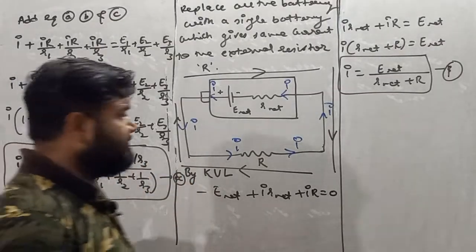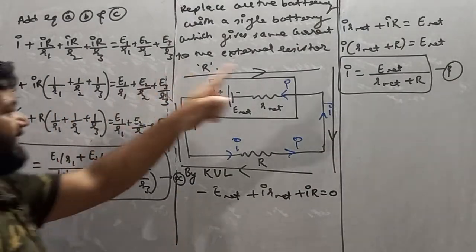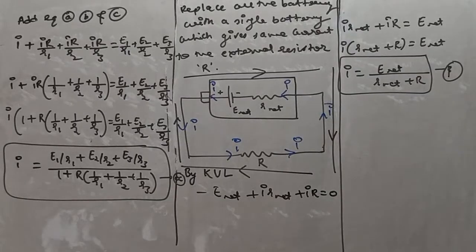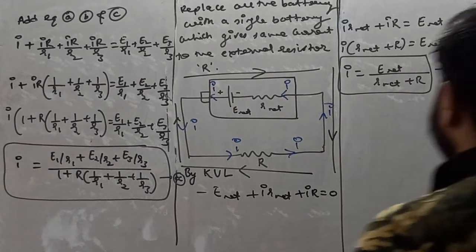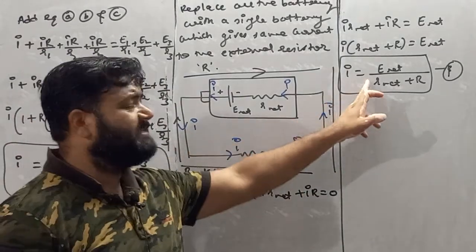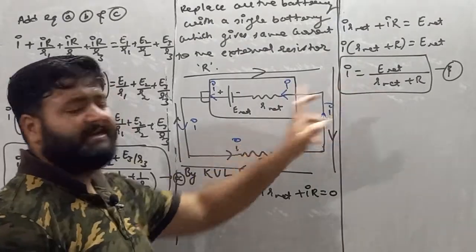Now see, the current in beta and the current in alpha is the same, because we said to replace all the 3 batteries with a single battery which draws the same current, which gives the same current to the external resistor. So now this current and this current are the same, so we'll compare this equation and this equation.